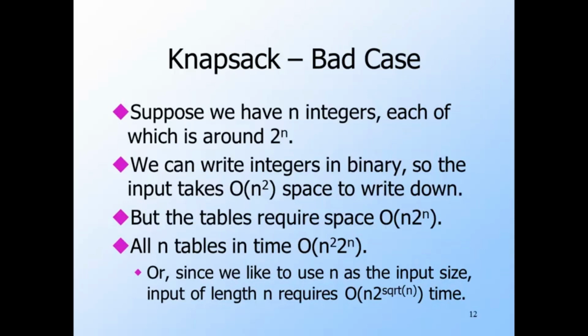By the way, we usually like to have n be the actual input size for the Turing machine. So if we substitute n for n squared, we can say the inputs of size n leads to an algorithm that takes time proportional to n times 2 to the square root of n. That is still not a polynomial. Thus, the dynamic programming algorithm we described, while it is really a good algorithm when the integers are of limited size, does not show the knapsack problem to be in the class P.